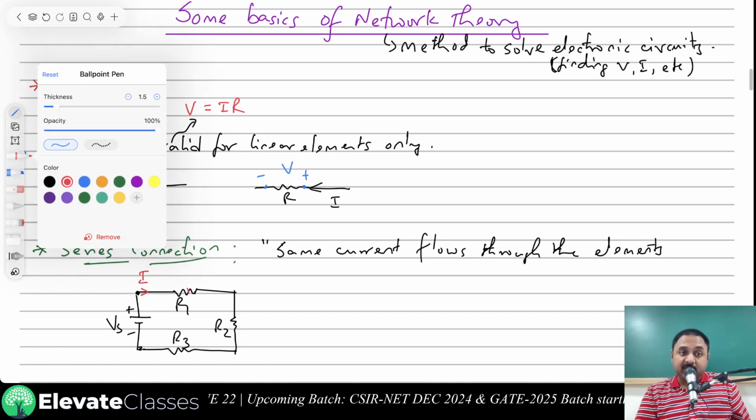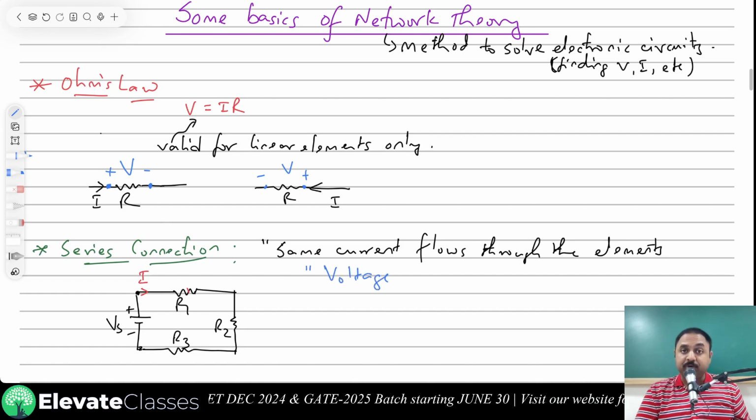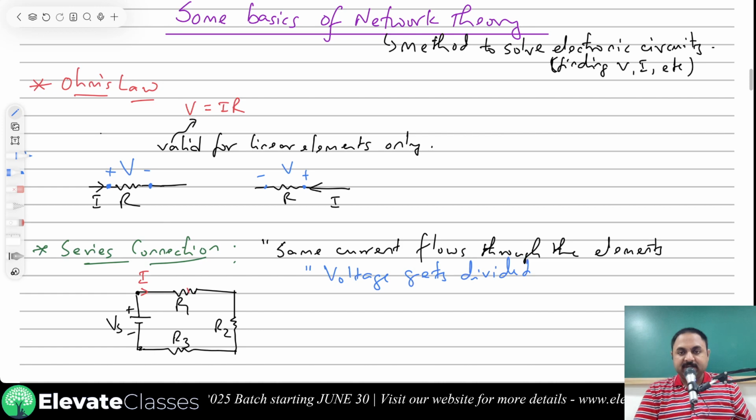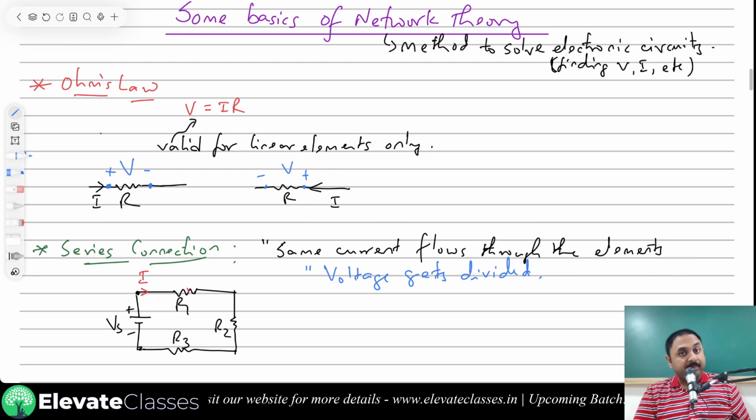I am mentioning this for a reason, and the reason is that in a series connection, the voltage gets divided. This is a very important point. This will help you to calculate a few quantities. Voltage gets divided. What do we mean by the voltage gets divided? What we mean is, see, the entire voltage Vs, some part of this will drop across R1.